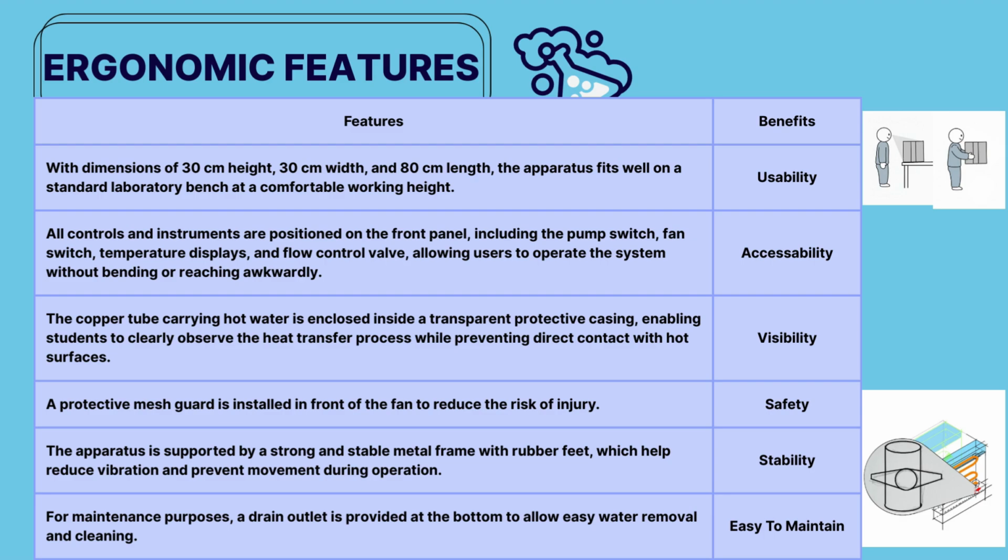So in conclusion, our ergonomic design focuses on six key aspects: usability, accessibility, visibility, safety, stability, and easy maintenance. These features ensure that the apparatus is not only functional, but also comfortable, safe, and efficient for users.